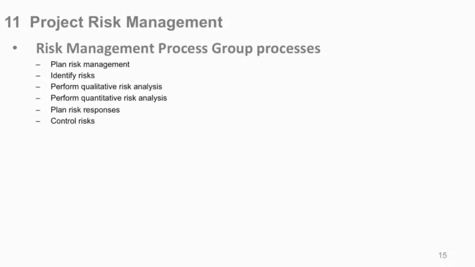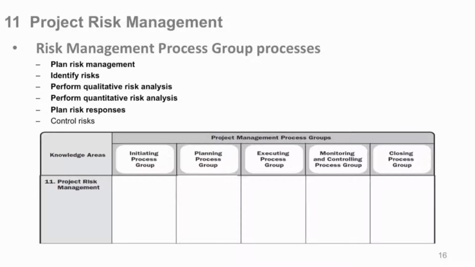Or if it's an opportunity risk, you want a plan to actually make that risk occur so you can take advantage of it. And we'll see what those kinds of things are. And finally, the whole thing, you need to control everything, all your risks, and we'll get into that. So here's our knowledge area grid, process group grid again.